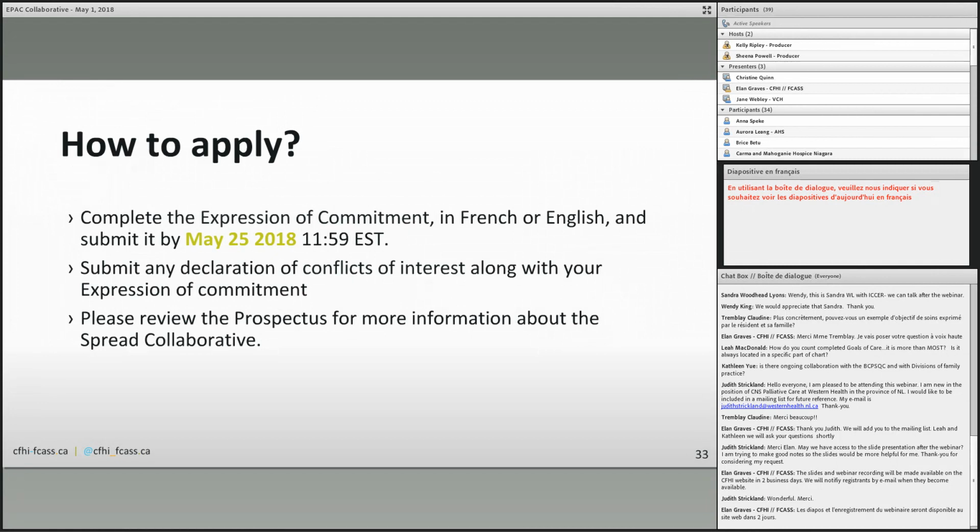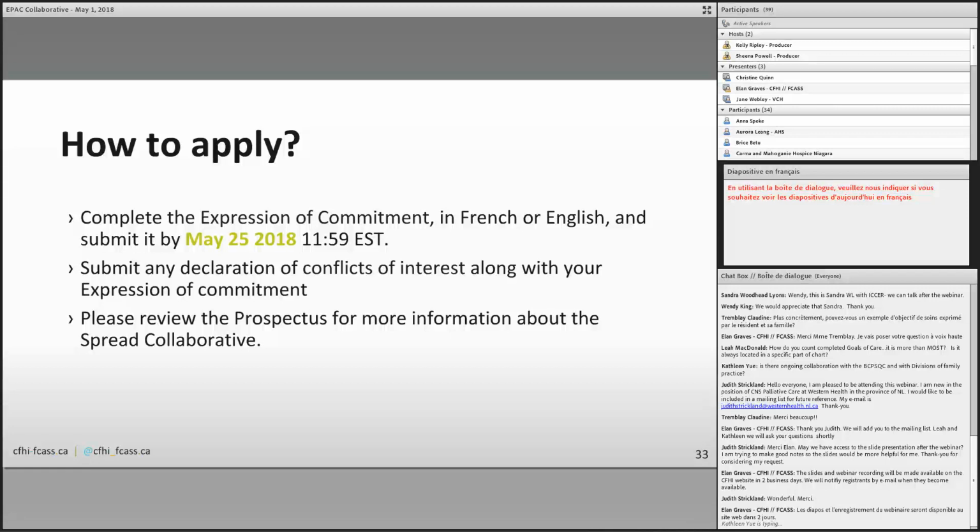So moving on to how to apply, the information regarding how to apply is on the slide. The call for applications is now open, and you can go to our website to access those documents. Your network will need to complete an expression of commitment and submit it by May the 25th. Because the initial workshop for this collaborative is happening in June, the submission deadline, unfortunately, for this collaborative is not flexible. You're asked within the expression of commitment to attach any declaration of conflicts of interest.